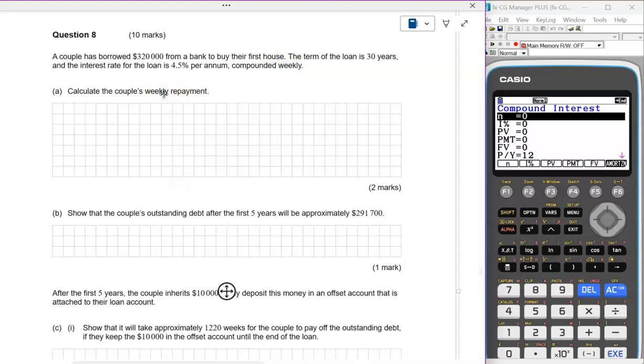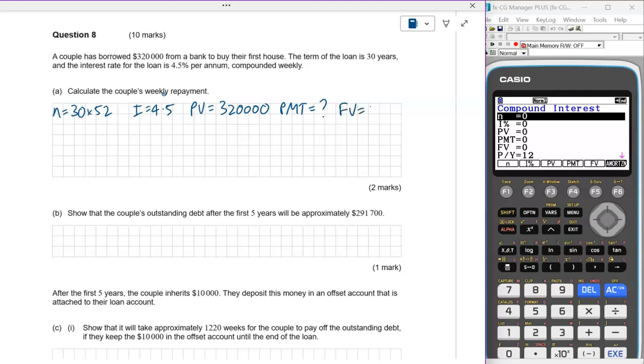So here, our value of n, or the number of periods of this loan, will be 30 years times 52, because there's 52 payments per year. The interest rate is 4.5%. Present value is the amount they borrowed, so $320,000. The PMT is what we're trying to work out here. What's that regular or weekly repayment?